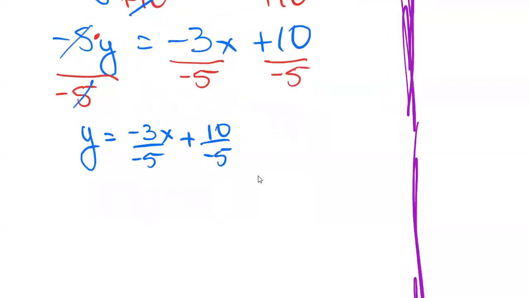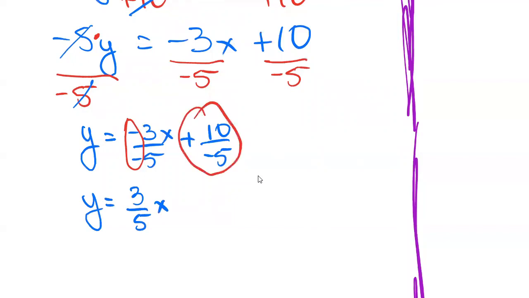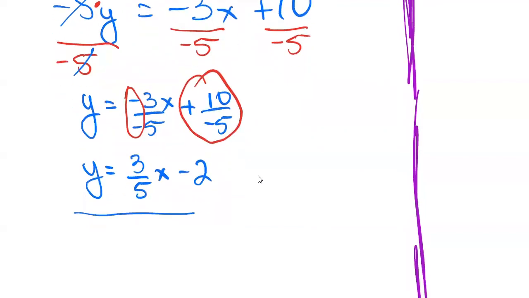And then I need to do a little bit of simplification. Minus over a minus, that becomes a plus. So this is just 3 over 5x. And then plus 10 divided by minus 5 becomes minus 2. Now you can see I'm in slope-intercept form. My y value is positive. There's no coefficients other than that invisible one, which is always there. There's no other coefficients. There's my slope-intercept form.